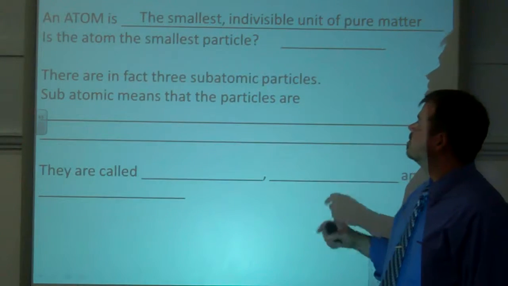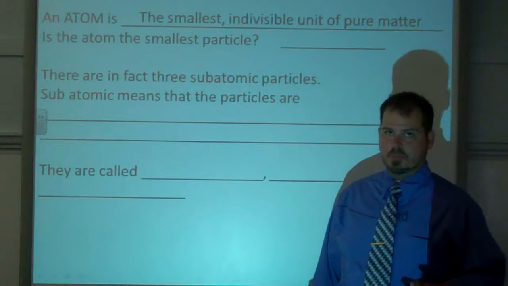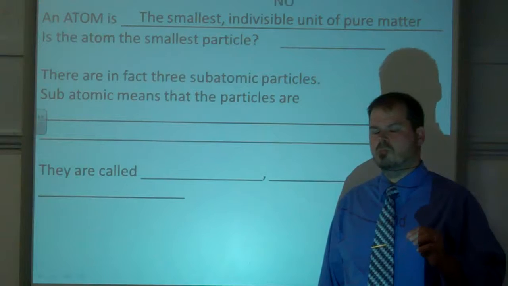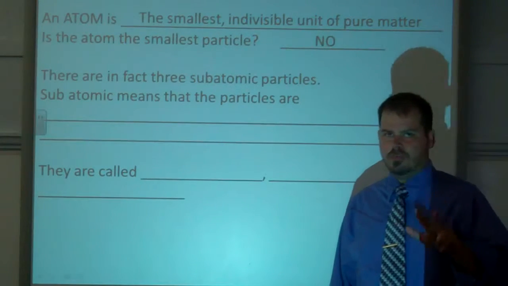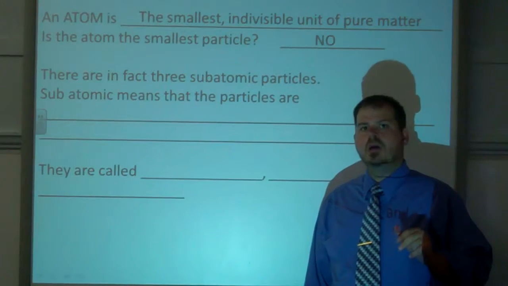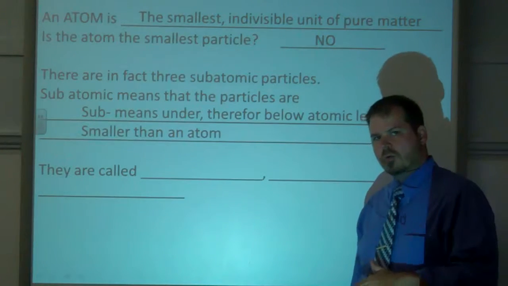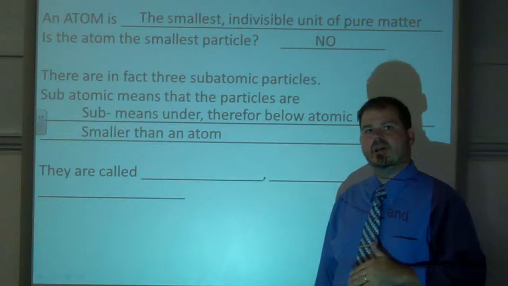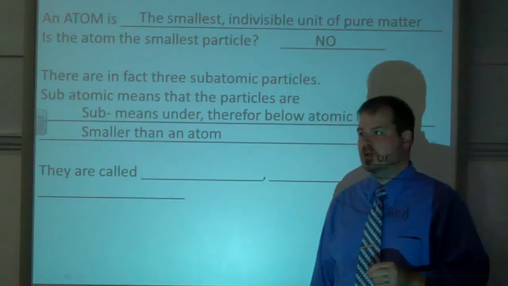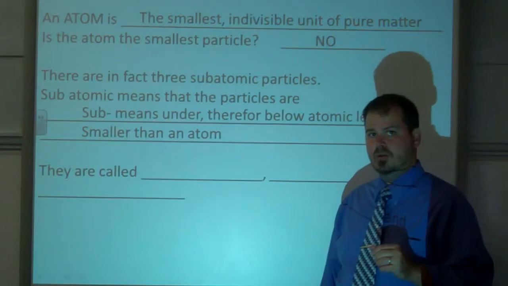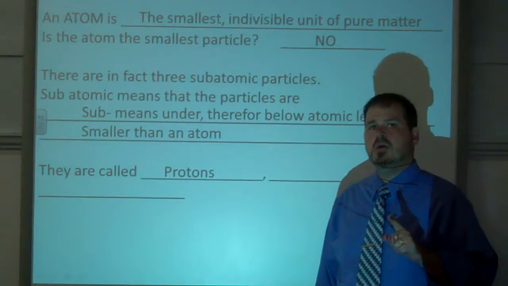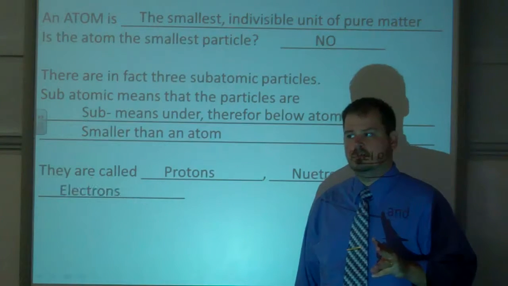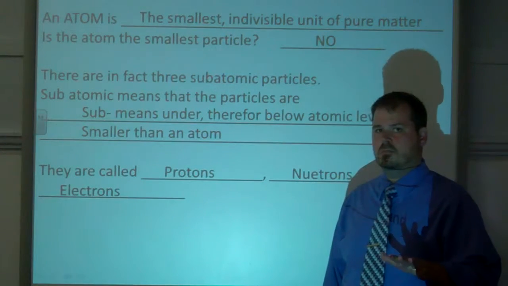The atom is the smallest indivisible unit of pure matter, but is it the smallest particle we can get? There are in fact 3 subatomic particles. Sub means below, like a submarine goes below the water. So this is below the atomic level, hence smaller than an atom. Okay, there are 3 of them. First one's proton, second's neutron, followed by an electron. Okay, you guys got that all written down?